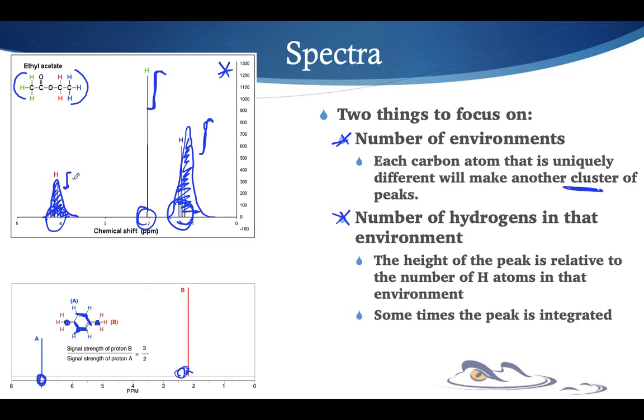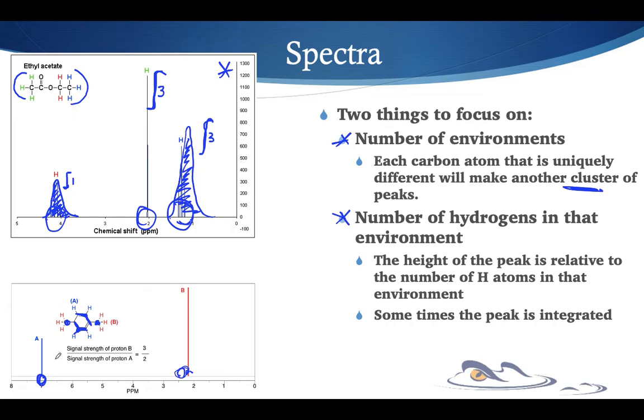So maybe they'll put a 1 there, and they'll put a 3 here, and they'll put a 3 there. And that would let you know that, hey, there's 3 times more hydrogens in the green environment than in the red environment. Or it would let you know that the green environment and the blue environment have the same number of hydrogens. So these numbers like 1, 2, and 3 are all relative numbers. And so in this particular case, they don't necessarily tell us that there are 3 hydrogens here, right? But again, they're relative numbers.